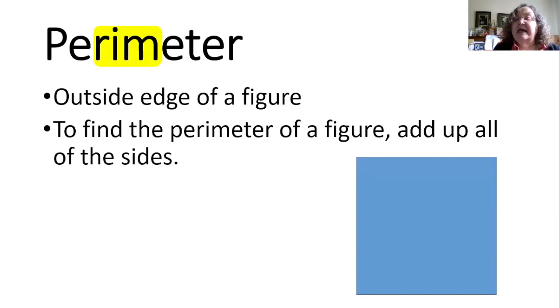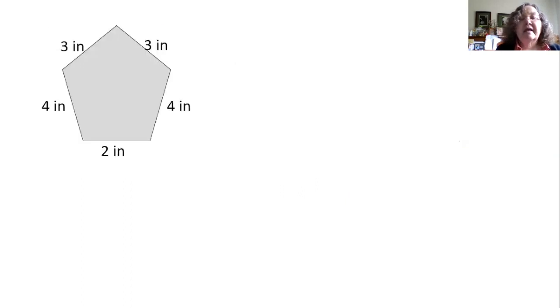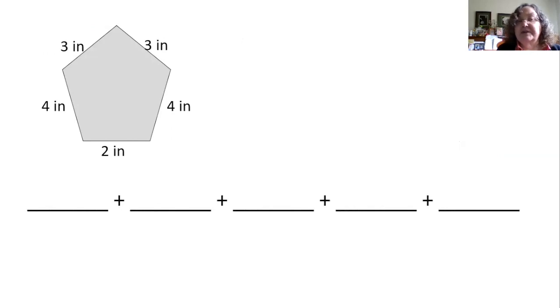We found out last week that to find the perimeter of a figure, we had to add up all of the sides. So I'm looking here, there's 1, 2, 3, 4 sides. So the perimeter has to have 4 measurements. So here is a pentagon. How many sides will it have? 5, you're right. So I know I'm going to be adding up 5 numbers.